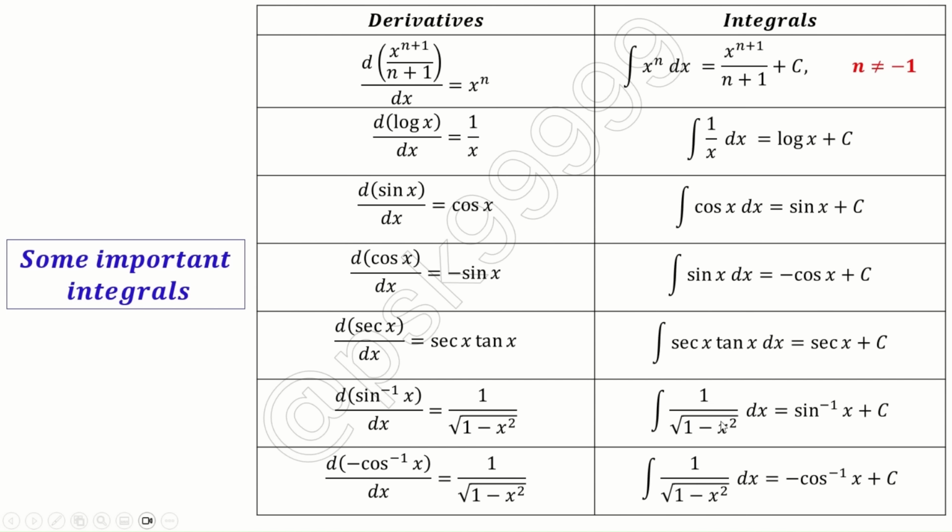Integration of 1 by square root of 1 minus x square dx is sin inverse of x plus c. Or you can also say minus cos inverse of x plus c. Both are basically the same, because differentiation of sin inverse of x is 1 by square root of 1 minus x square. Differentiation of minus cos inverse of x is also 1 by square root of 1 minus x square. So you will get the same values.